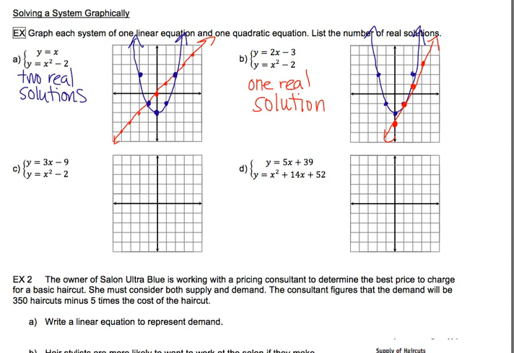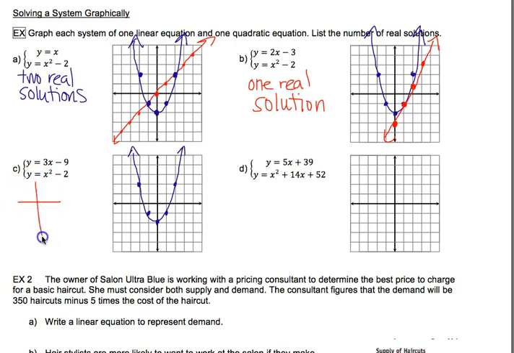All right, in C, y equals 3x minus 9 and our exact same parabola that we had before. So I can draw the same parabola that I had before. So moving our little dots, same places they were before. Now this line I can't plot with slope intercept because the y-intercept is off the graph. So here I would probably use the T-chart method.